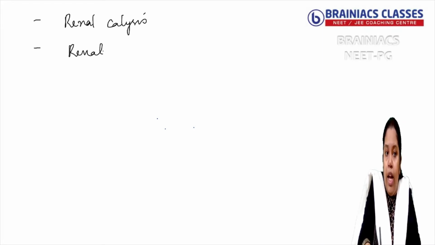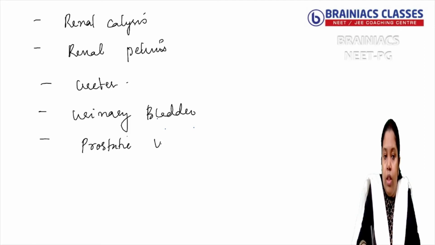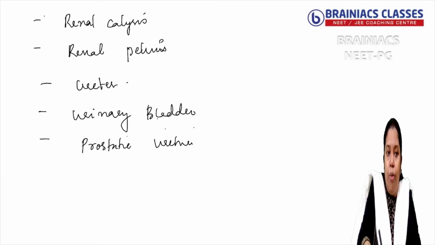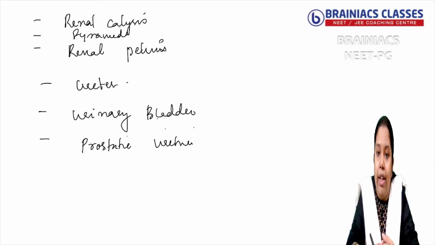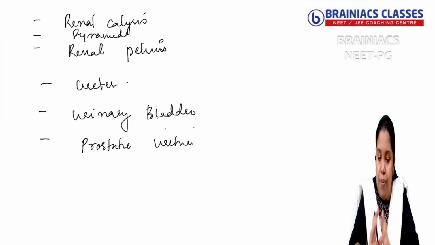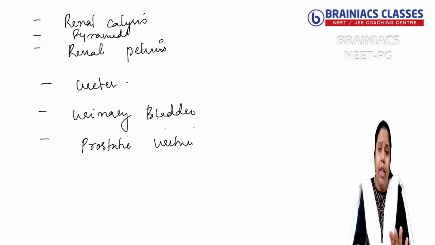Then the renal pelvis, then the ureter, the urinary bladder, and the prostatic urethra. Here you have pyramids. Renal calyces, then you have the pyramids. So all these structures will form transitional epithelium. Understand? So this is about the transitional epithelium. With this, we have completed the epithelium part.